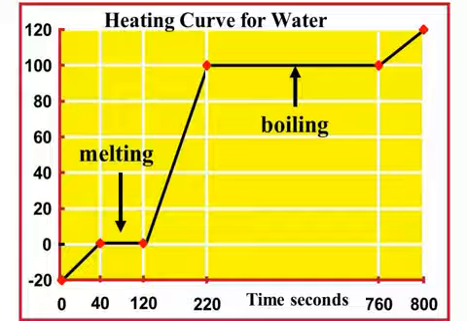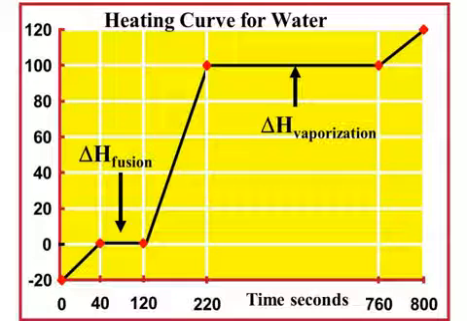When you're looking at a change of phase, you notice during the processes of melting and boiling on this graph, you have no change in temperature. Melting and boiling have changes in energy, but it's changes in potential energy, not kinetic energy. So you have no change in temperature when you're going through a phase change. The delta H of fusion and the delta H of vaporization are the heat required to melt and vaporize water.